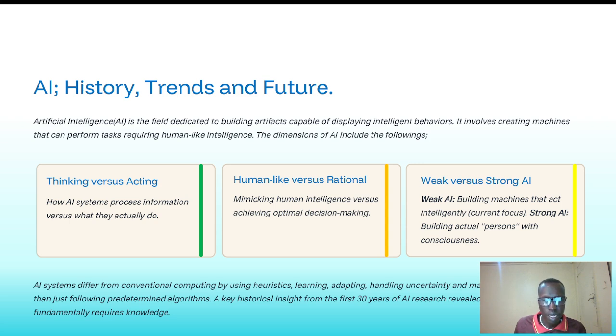As you can see, AI systems differ from conventional computing by using heuristics, learning, adapting, handling uncertainty, and making inferences rather than just following predetermined algorithms. We say that there are systems that think versus those that act, and the difference between human-like intelligence and rational decision making.